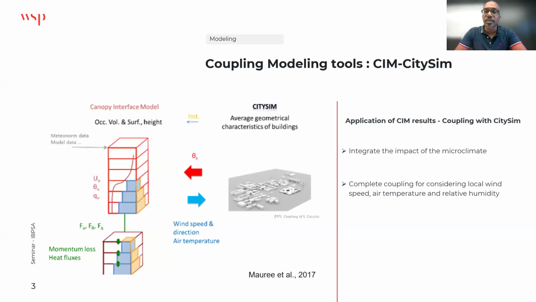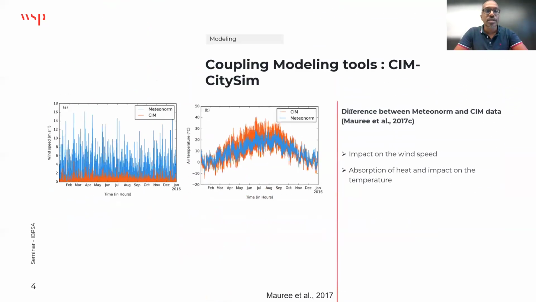What this coupling does is integrate the impact of the microclimate. This helps us in two different ways. First of all, to improve the computation of building energy demand at the urban or neighborhood scale, but also to improve the computation of microclimatic values for outdoor human comfort. So this was the study that we completed in 2017 when I was working at EPFL.